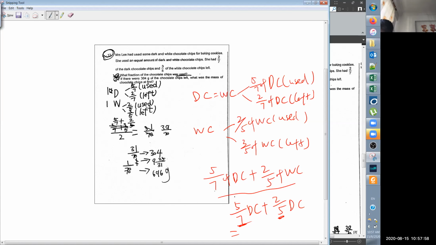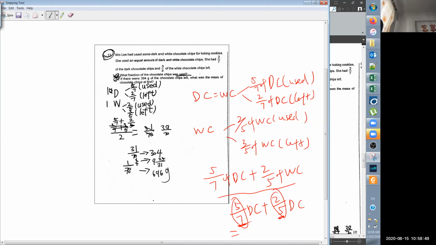31 out of 35. Can you help me double check? Confirm the addition again. Is it 31 out of 35? Then 39 out of 35? Not right. Let me confirm one more time. So what's the answer? Wait. It's still 31 out of 35.